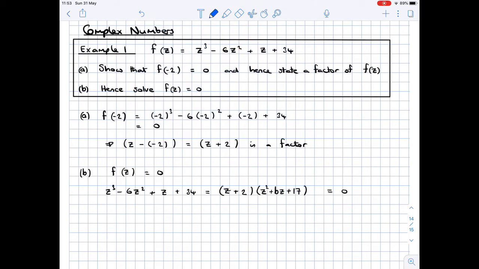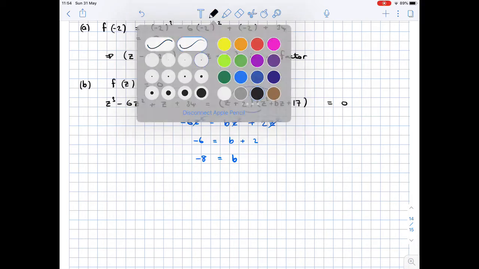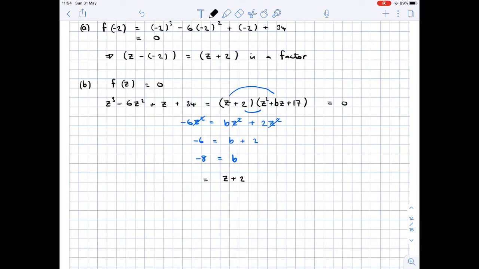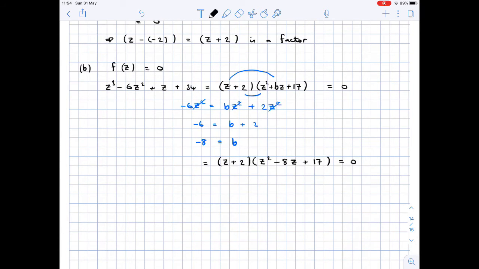Now, expanding some of this out, z times bz plus 2 times z squared gives us bz squared plus 2z squared. And that is comparable to minus 6z squared, so comparing coefficients and cancelling through the z squareds leaves us with minus 6 is equal to b plus 2, so b is equal to minus 8, meaning we can rewrite that equation as z squared minus 8z plus 17.